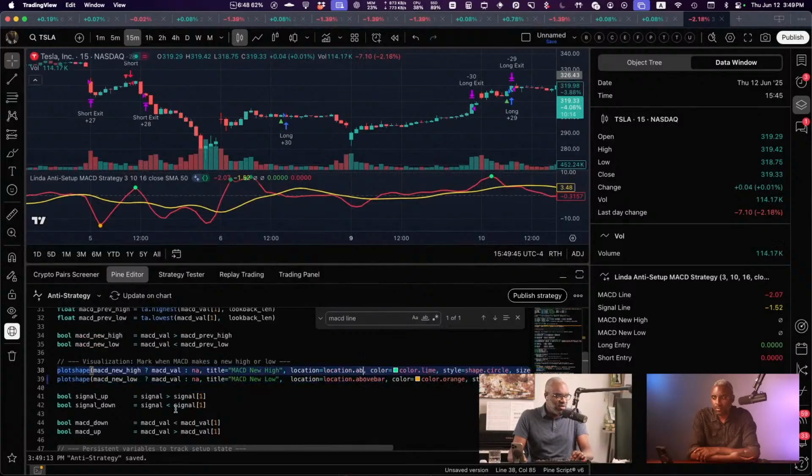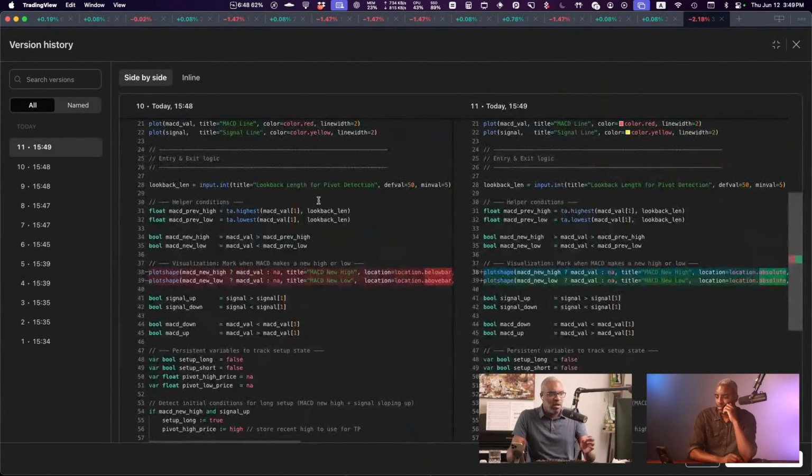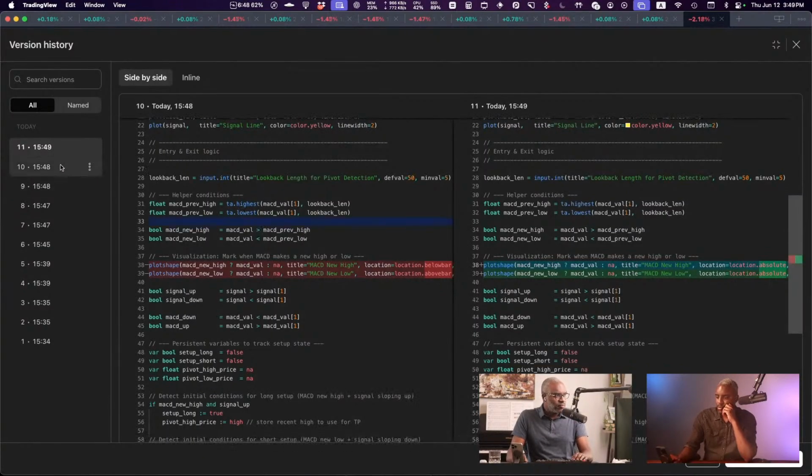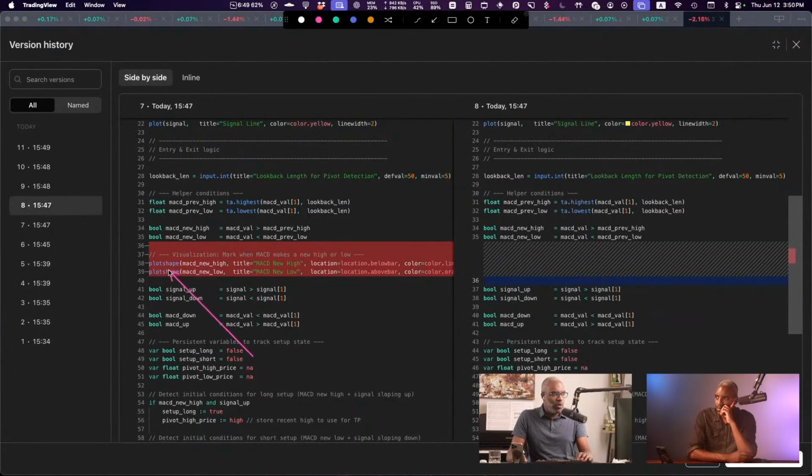Now, what we had before was this. Actually, I'll show it over here. This is actually important because people might wonder this, and obviously the AI didn't know. What we had was this, where the plot shape first value was MACD new high or MACD new low, but this was a Boolean value. So it's just saying, should I show this triangle or this dot or not? And then it was assuming it would be on the main chart. So when I was doing a location above bar or below bar, it was using the values of the chart above or below those candles.